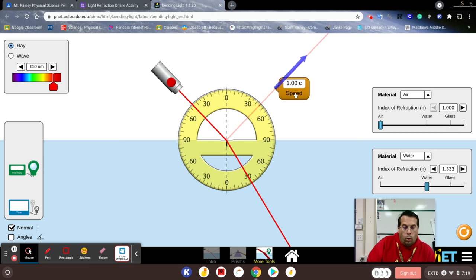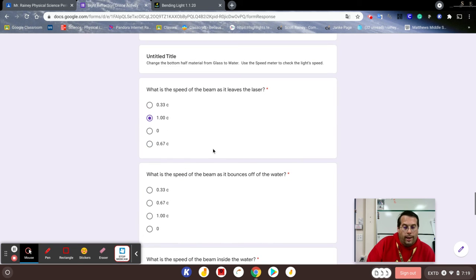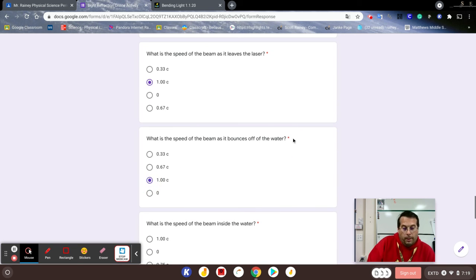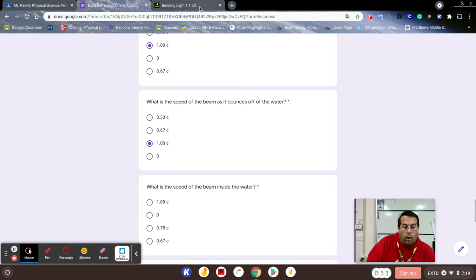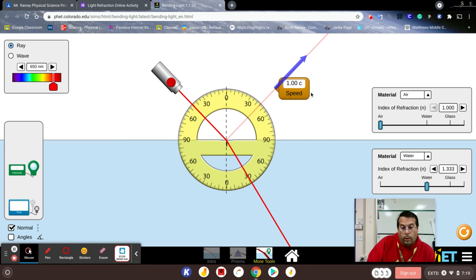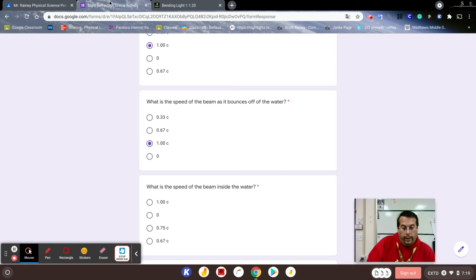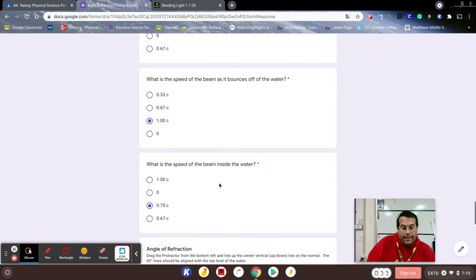And it's still going 1 C. So when it reflects off the glass or off the water, it's still going the speed of light. Now, what we should expect when it goes into the water, should it be going faster or slower? Well, because the water is more dense, it should be going a little bit slower. And we see that it's actually going 3/4, or 0.75, the speed of light. So we see that, in fact, it did slow down.